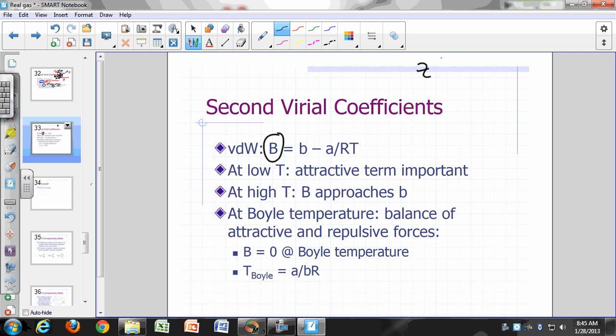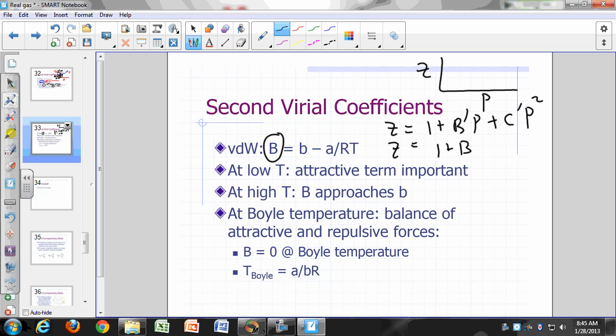If you were to plot Z versus P, if you're expressing it in terms of pressure, then your second virial coefficient is B prime, right? If you're using molar volume, then it's B times 1 over molar volume plus C times 1 over molar volume squared. That's your second virial coefficient. We say B here is equal to B prime times RT, right? So B and B prime are called the second virial coefficients. It just depends on what your independent variable is, if you're using pressure or concentration, concentration being 1 over the molar volume.